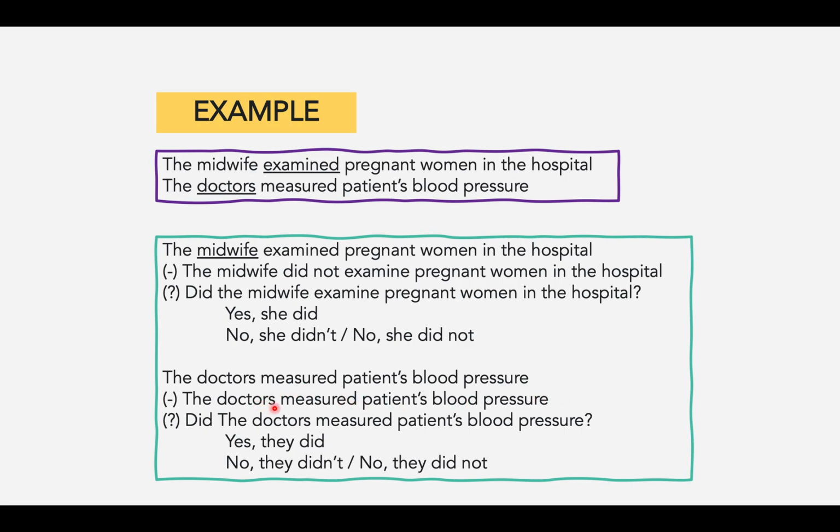So you have to put did not here. Sorry about that. And then what is the interrogative? Did the doctors measure patient blood pressure? Look at the answer here. Yes, they did. And then no, they didn't, or no, they did not. So I underline here, when the subject is 1 or more than 1, the verb 2 is the same. I mean same verb. You use verb 2.